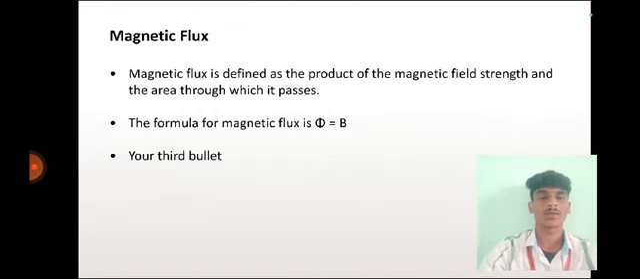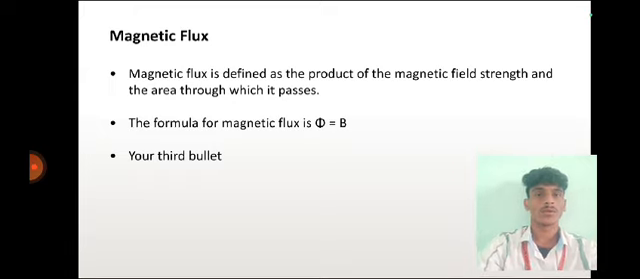Magnetic flux. Magnetic flux is defined as the product of the magnetic field strength and the area through which it passes. The formula for magnetic flux is Φ equals B times A.